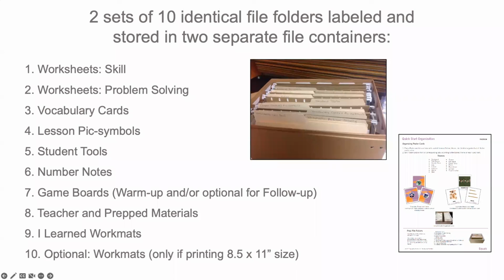Label both sets of file folders with the headings seen here, or use the list from the organizational guide within the overview manual. The file folders are labeled as follows: skill worksheets, problem-solving worksheets, vocabulary cards, lesson pick symbols, student tools, number notes, game boards, teacher prep materials, I learned work mats, and optional work mats.